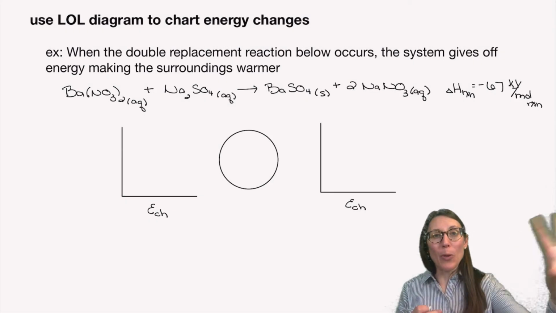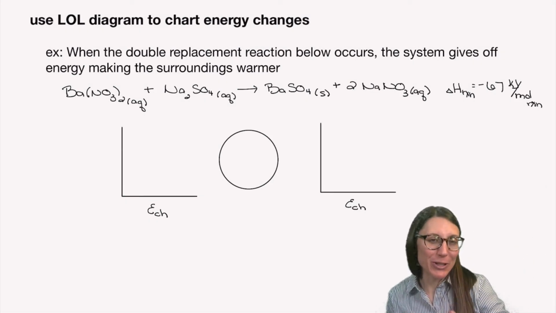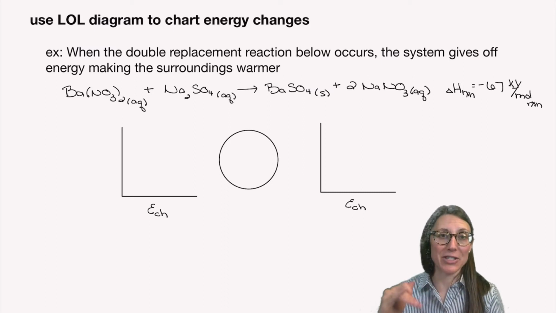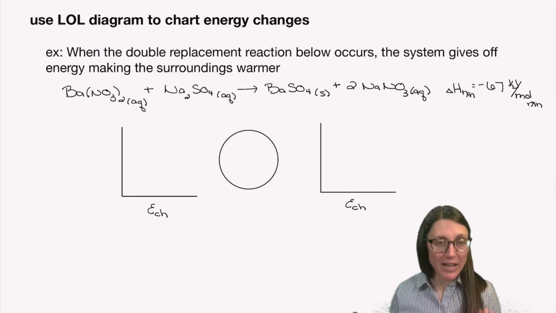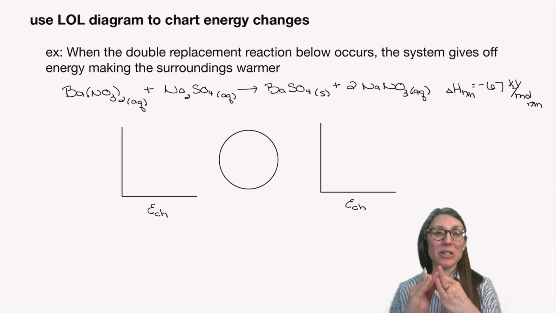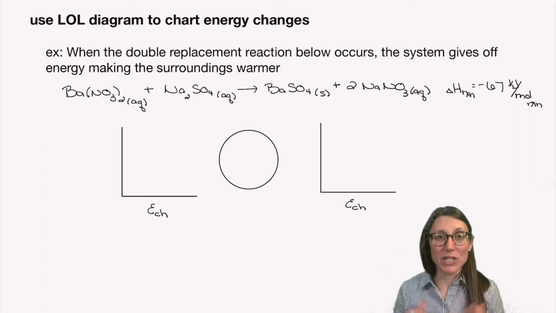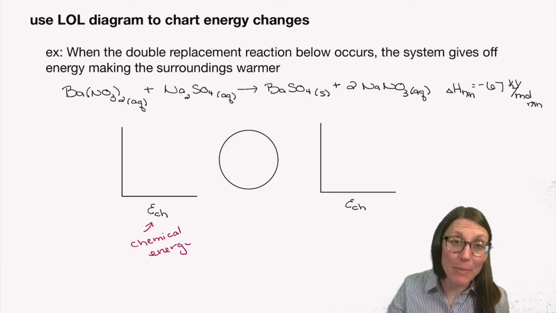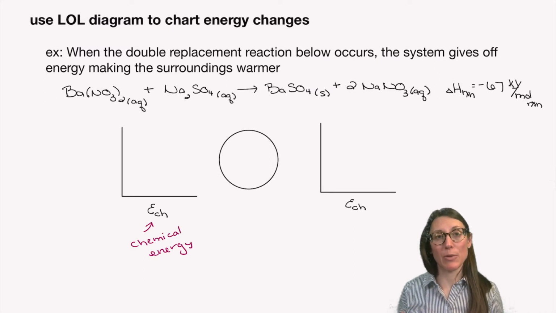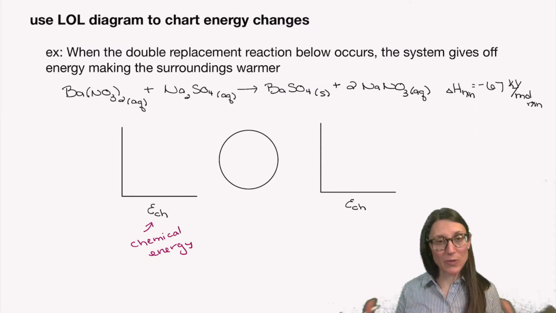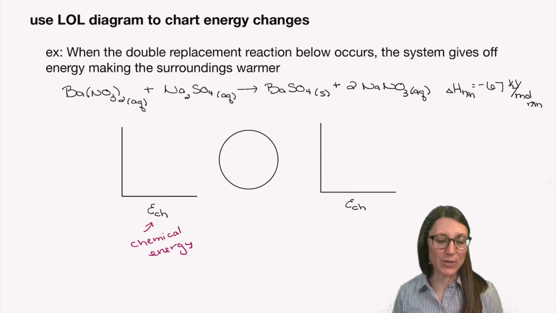We are going to pull back our LOL diagrams from earlier this year and use these as our first level of representing how our energy is changing during a chemical reaction. So what we're going to introduce, we had ETH and EPH earlier this year. We're going to work with ECH for chemical energy. And I am only going to focus on the changes in chemical energy. I'm not going to try to track both chemical energy and phase energy and thermal energy all at once. We're just going to focus on our changes in chemical energy for this conversation.